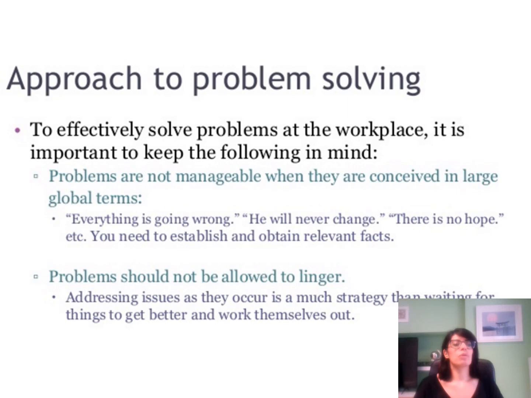So if you want to effectively solve problems in your workplace, here are some things that you really need to keep in mind. First thing is that problems are very difficult to manage if you think of them in large or global terms. So if you say to yourself, everything is going wrong, this person will never change, there's no hope of change, you're actually making the problem ambiguous and too big to handle. Because if everything is going wrong, then what does everything mean? Surely everything can't be going wrong.